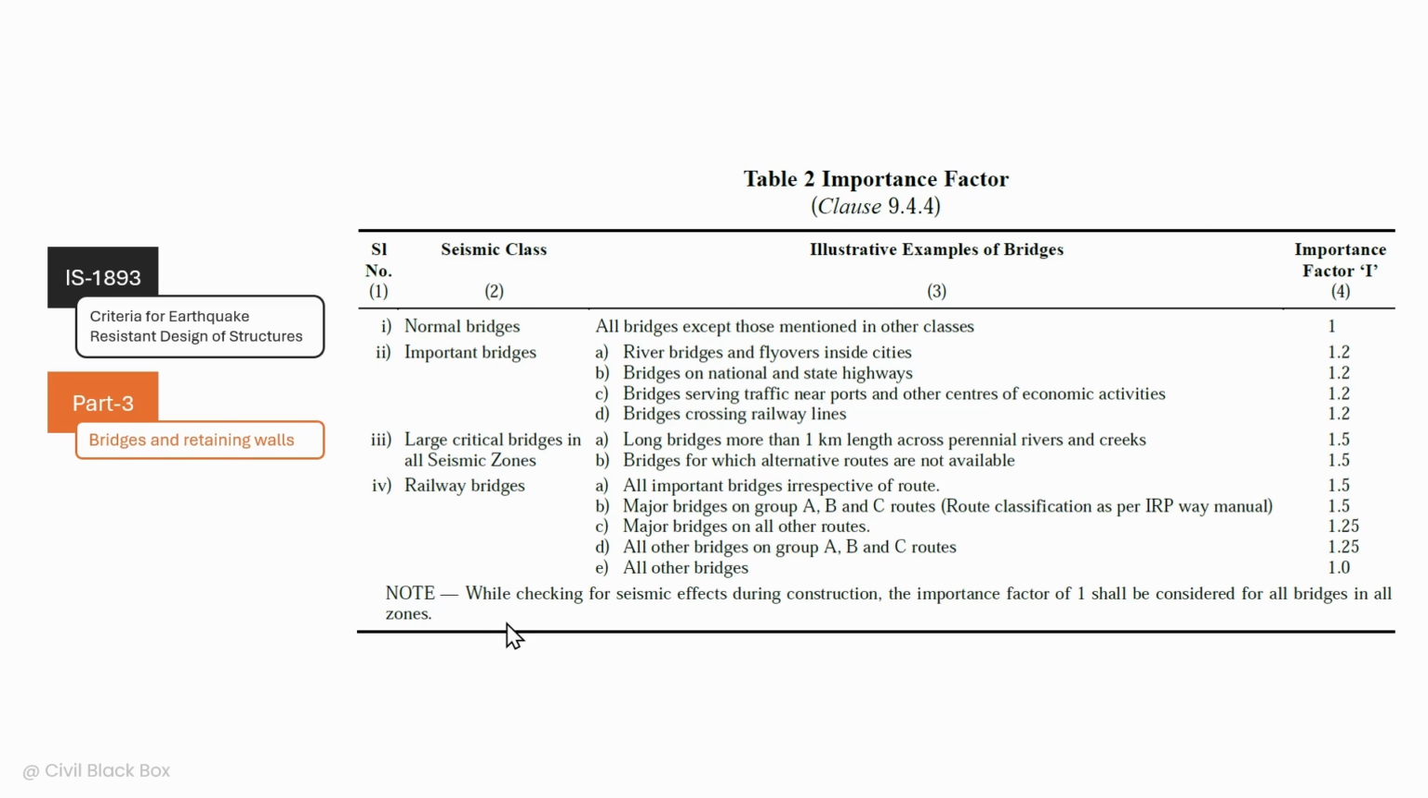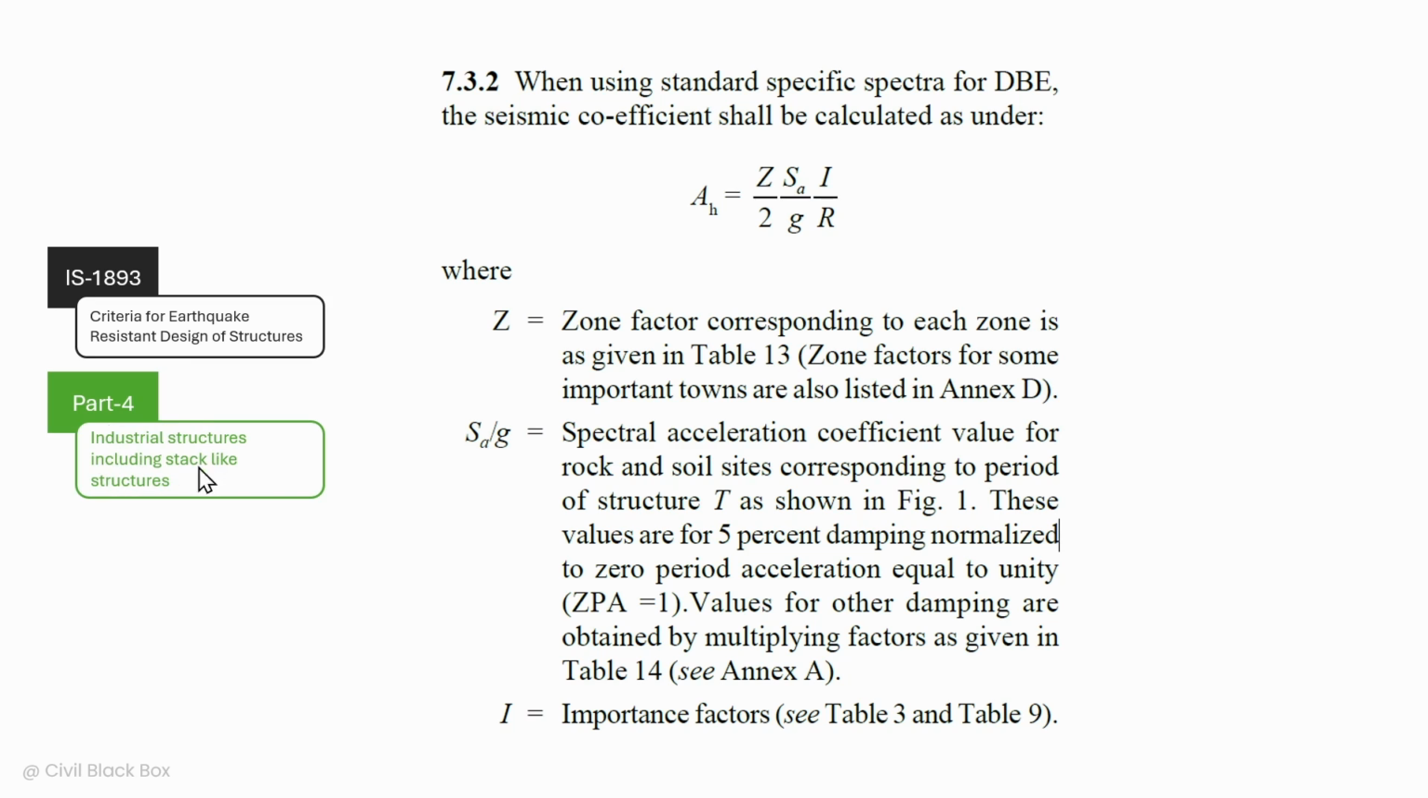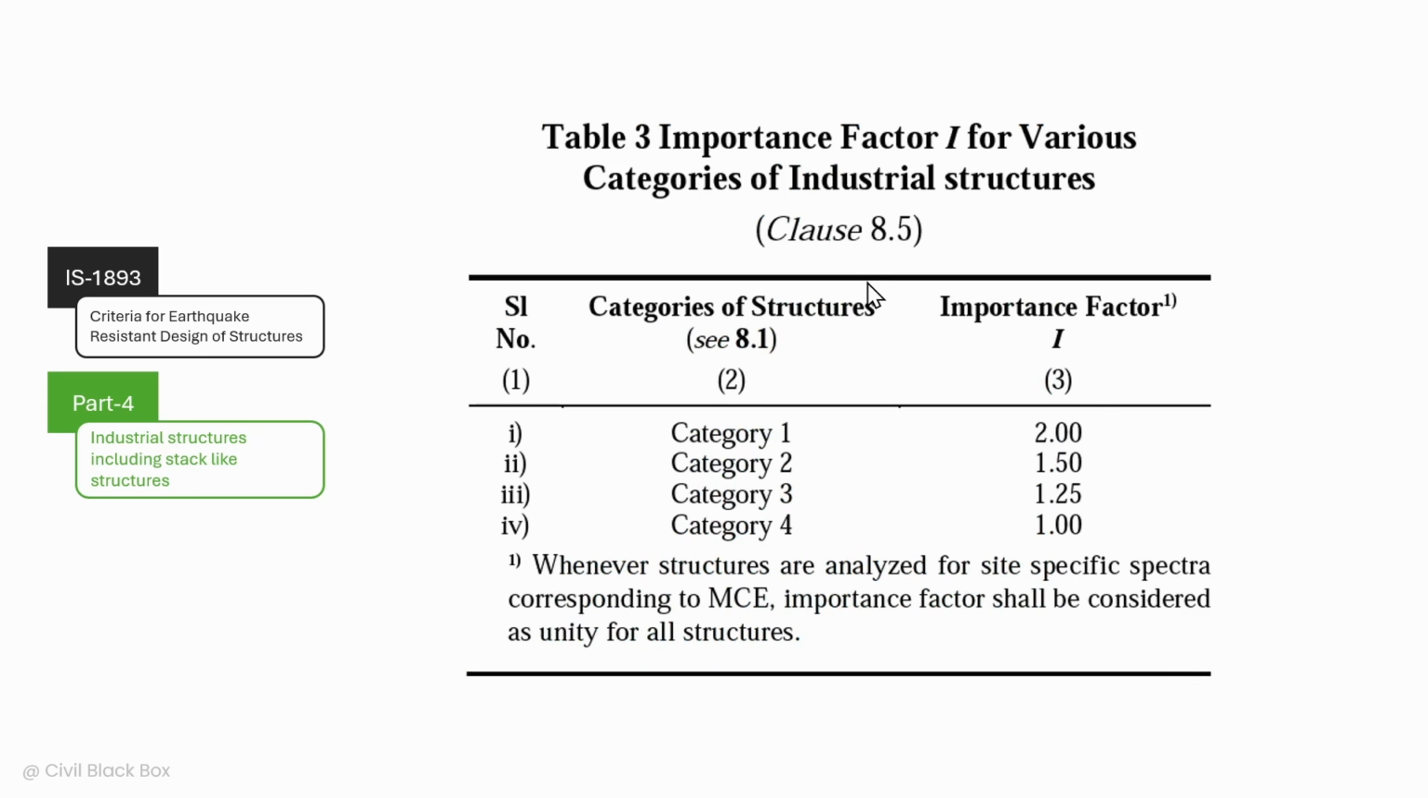Let's head over to the next part, which is part 4, which talks about the industrial structures, including stack-like structures. Again, the formula is the same, Z by 2, SA by G, I by R. The importance factor is given in table 3 and table 9. So there are different structures for which different importance factors are given. Table 3 talks about the importance factors with respect to the category of structures. And you can find the category of structures as per one of the tables mentioned here. So you can see 8.1 for the categories of structures. For different categories, you can see the importance factor is different.